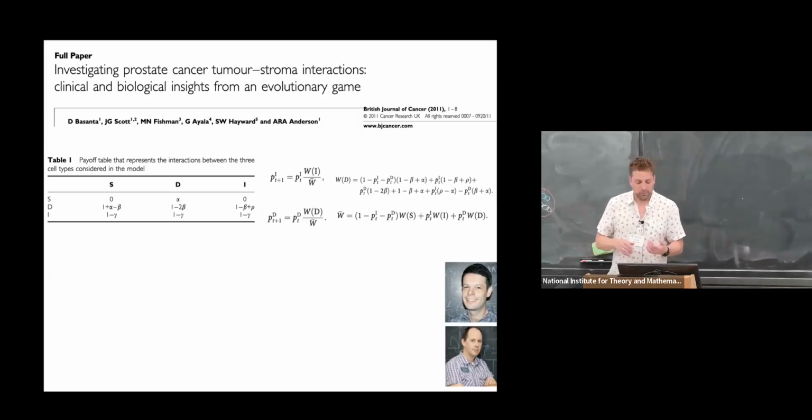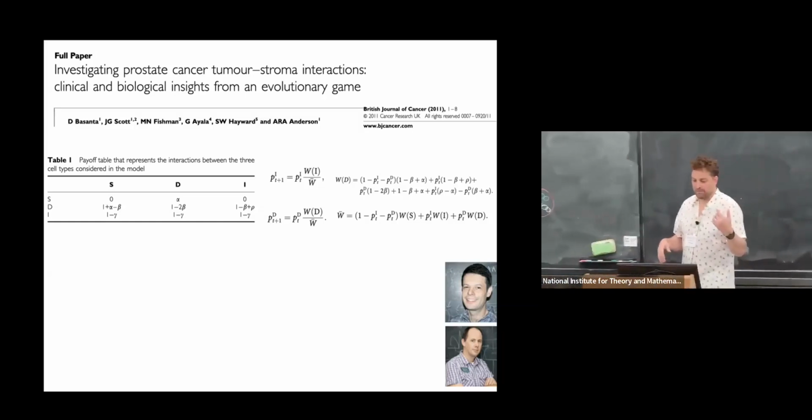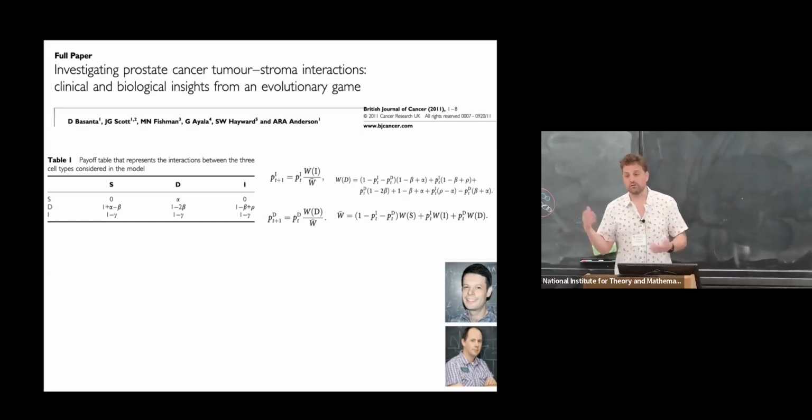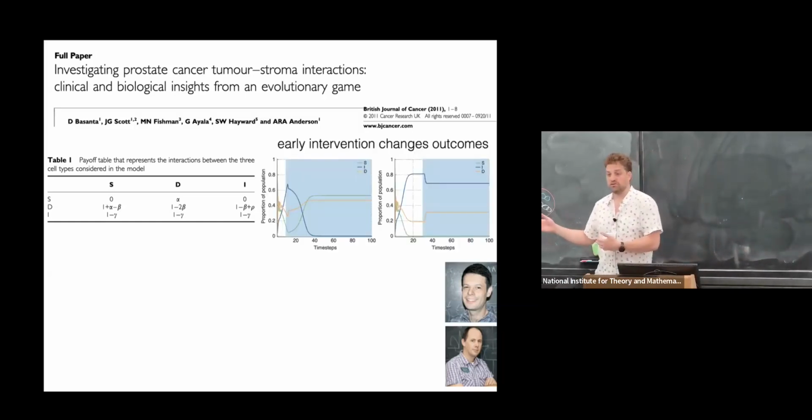And so what we studied here was a game theory model of a cancer with 3 types of things. I'm not even going to tell you what they are because it doesn't matter. S-type cells, D-type cells, and I-type cells. And what we did was we felt quite clever. We wrote down this payoff matrix in the upper left. Then we could write down, in this case, discrete time replicator dynamics. And we could model how a tumor changed over time.